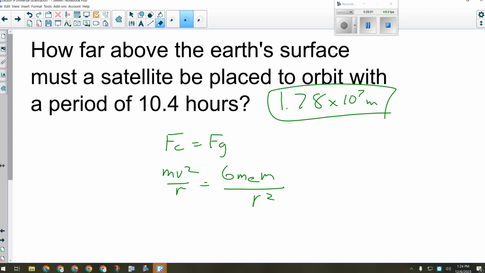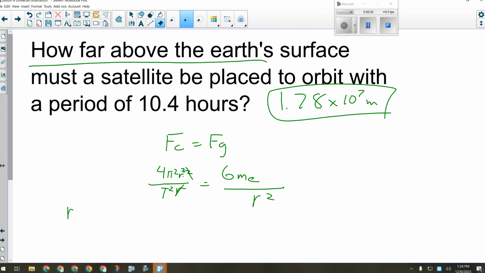Okay, so I'm going to take this out of here, right? I'm going to get rid of that mass of the satellite because it's going to cancel anyway. 4 pi squared times r squared over T squared. That r and that squared cancel each other off. And now I can go about finding how far above the surface this thing is. First, I've got to solve for radius. So I'm going to multiply r squared to both sides, and I'm going to end up with r cubed over here.